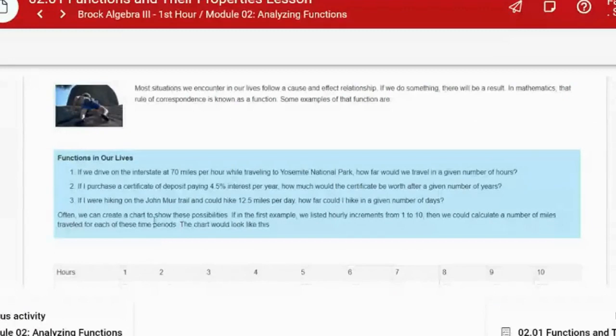All right. So that's a function right there, because for every hour you travel, you go 70 miles. That's a function. Here's another function. If I purchase a certificate of deposit paying 4.5% interest per year, which right now they're paying 5.25%, how much would the certificate be worth after a given number of years? That's a function. If I were hiking on the John Muir Trail and could hike 12.5 miles per day, how far did I hike in a given number of days? That's a function.